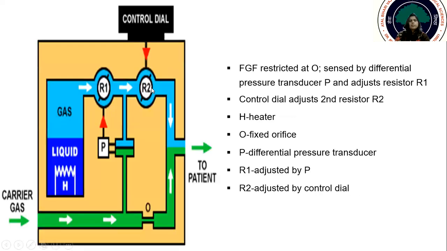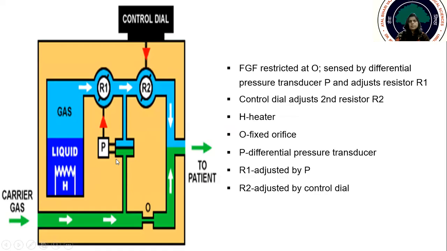Now try to understand what happens inside this vaporizer. This is a liquid sump which contains desflurane. It is electrically heated at 39 degrees centigrade, and the saturated vapor pressure here of desflurane reaches around 1500, that is approximately 2 atmospheric pressure. If you deliver this pressure, it will be very fatal.